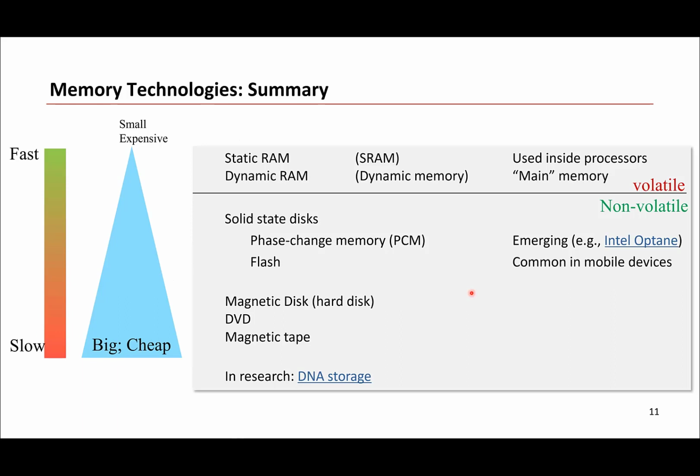Here is a summary of all the technologies we talked about. So, at the top of the pyramid, you have static RAM, dynamic RAM in the middle, and then you have a bunch of solutions for non-volatile systems. We talked about solid state disks and hard disks, but you can also think about DVDs and magnetic tapes, which are even larger in size and more cost efficient. There are newer technologies like DNA storage, which researchers are looking into to make it easier to store even more data, but they also tend to be much slower than even magnetic tapes.